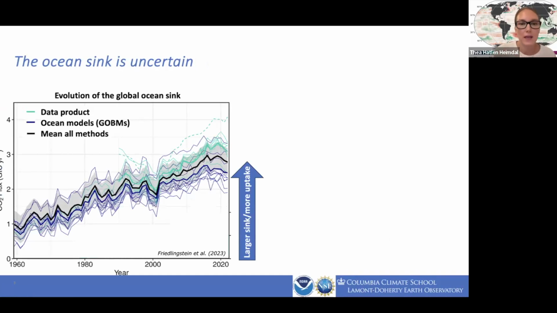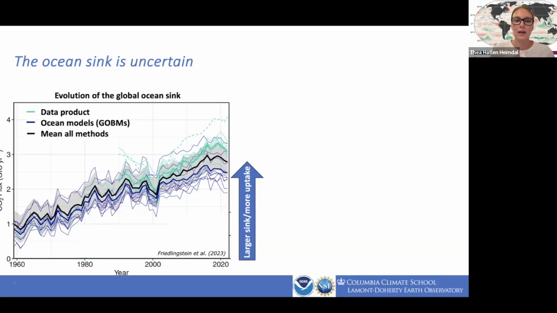So what we're looking at here is a diagram showing the evolution of the ocean sink, so the uptake of carbon in the ocean since the 1960s, you see this on the x-axis, until about today, or 2022. And on the y-axis, we're looking at the CO2 flux in gigatons. So basically on this diagram, the larger the number, the more uptake of carbon in the ocean. And one thing that we can see is that we have more uptake of carbon in the ocean since the 1960s until now. So there's an increase in the sink.